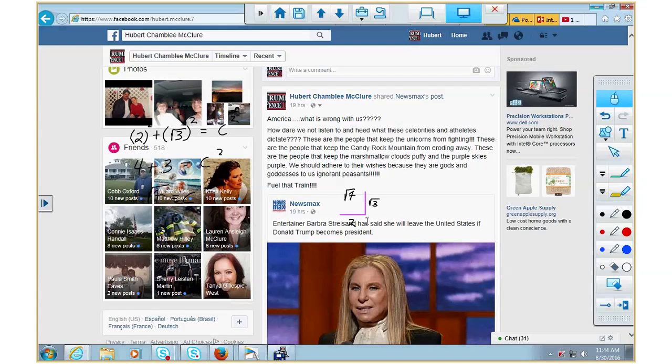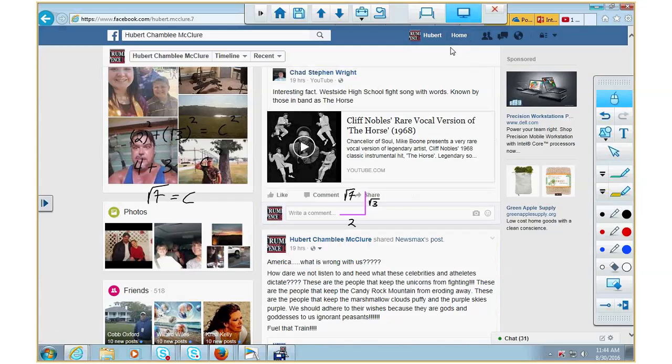What is wrong with us? How dare we not listen to and heed what these celebrities and athletes dictate? These are the people that keep the unicorns from fighting. These are the people that keep Candy Rock Mountain from eroding away. These are also the people that keep the marshmallow clouds puffy and the purple skies purple. We should adhere to their wishes because they are gods and goddesses to us ignorant peasants. Anybody catch the sarcasm in that?